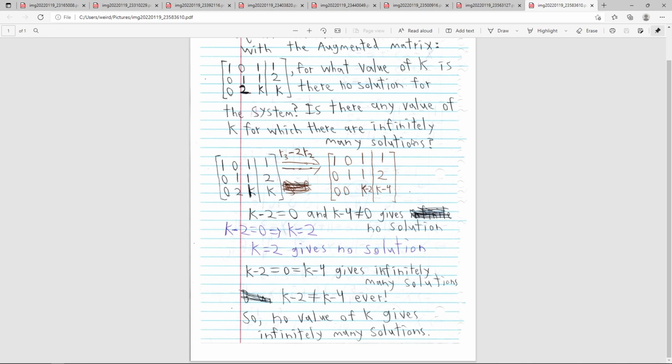And now, is there any value for infinite solutions? There won't be. k minus 2 and k minus 4 would both have to equal 0, and that's impossible. The condition is that k minus 2 never equals k minus 4. It's pretty simple. Let's say you add 2 to both sides, you'd have k equal to k minus 2, so you basically get 0 equals something that's not 0. There's no possibility to make k minus 2 equal k minus 4, is what I'm saying. So no value of k will give infinitely many solutions.